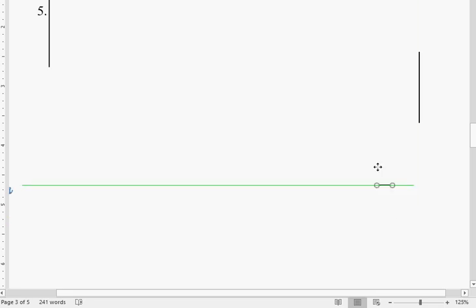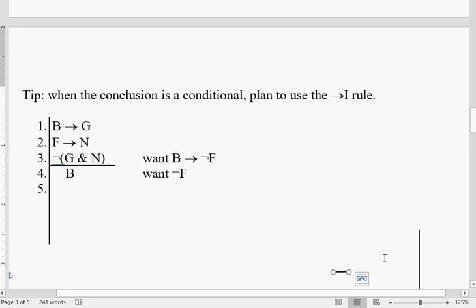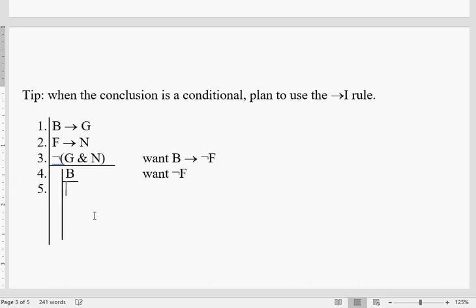And when you do this, that's sort of an assumption that B doesn't follow from the premises. You can't conclude B from the premises. So we're going to indicate that with another little subproof going on here. Okay, I'm assuming B for the purpose of showing that not F follows from it, for the purpose of showing if B then not F.